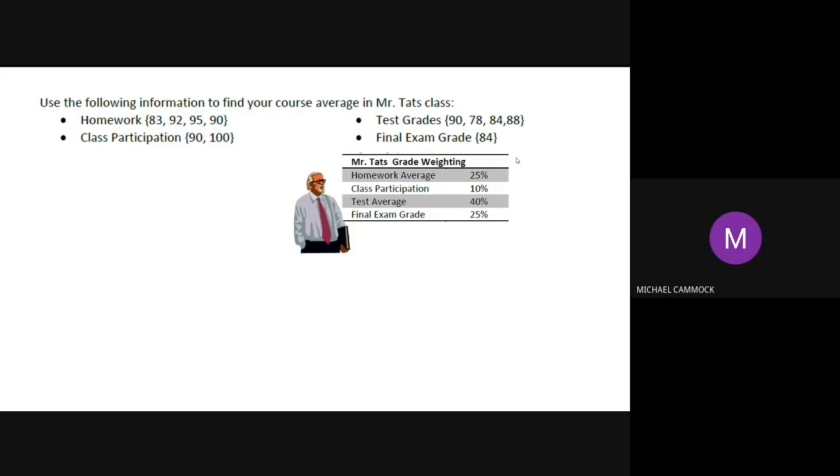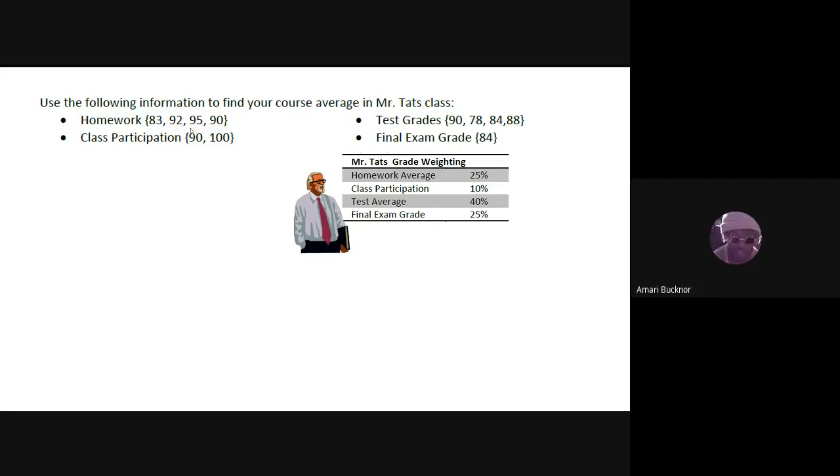So how am I going to put this all together using Mr. Tat's weighting system? Which mark do I use for homework? What mark do I use for class participation? What mark do I use for tests? Because I have to use my weights on all of these, and the weights are right here. What mark do I use? Do you have any idea? What mark do you think I should use for homework, for instance?